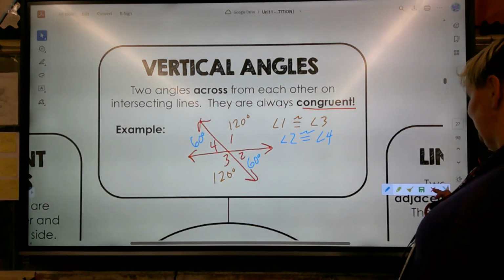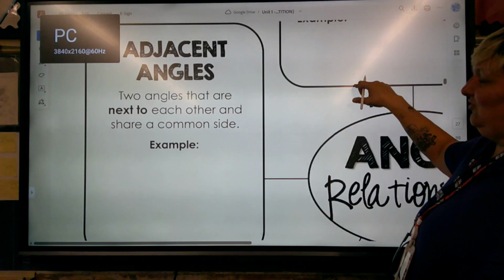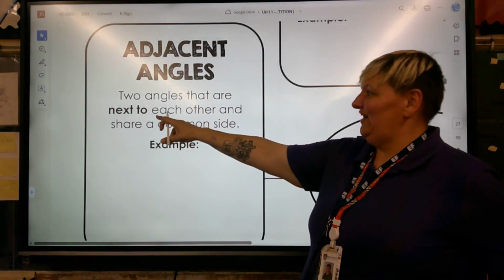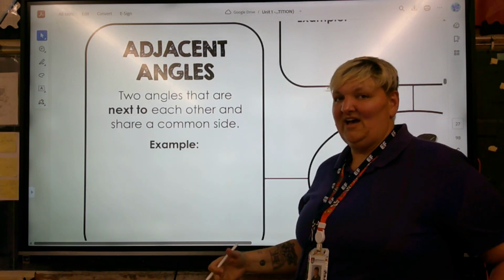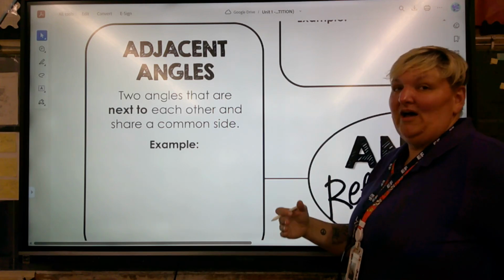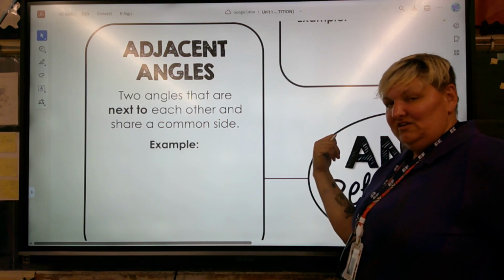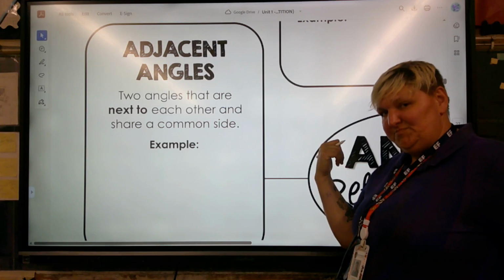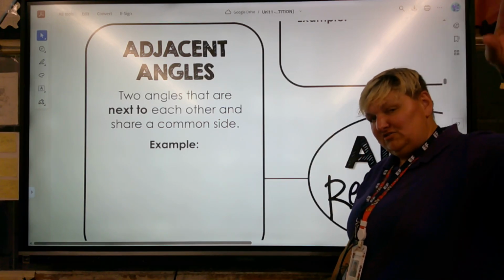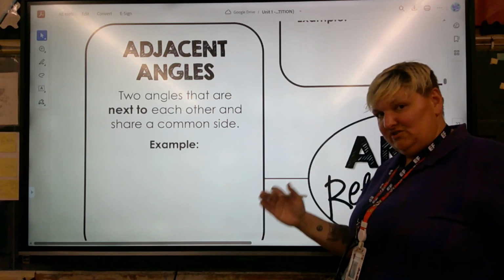Rewind and watch it again if you need to, okay? The next is adjacent angles. Adjacent angles are 2 angles that are next to each other and share a common side. Think about standing next to somebody. You're adjacent. Think about classrooms that are right next door to each other. I'm adjacent on this side with Miss Powell. We share a wall. And I'm adjacent on the other side with Miss Fantroy because we share a wall. So they're side by side.